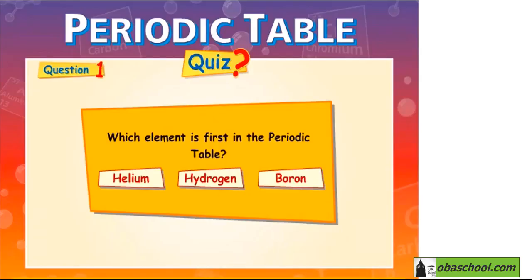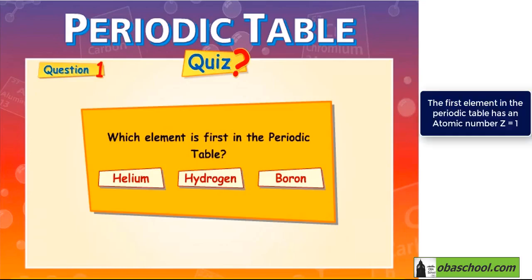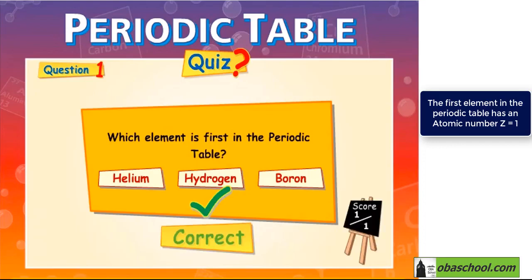After watching a few lessons about the periodic table, let's test our knowledge on this subject. The first question: which element is the first in the periodic table? Hint: the first element in the periodic table has an atomic number equal to 1. This element is hydrogen, H.